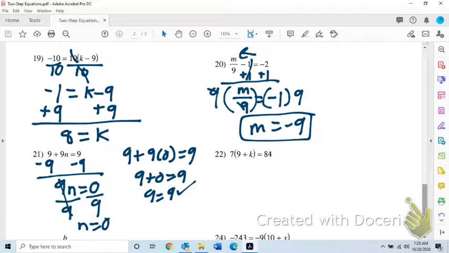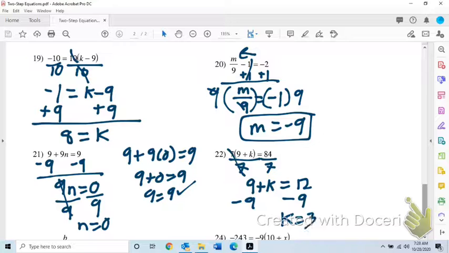So 7 times 9 plus k. Remember, when we have that number on the outside, we've got to get rid of that, and it's by division. So we divide both sides by 7, and we get 9 plus k equals 12. We subtract 9 from both sides, and we get k equals 3.